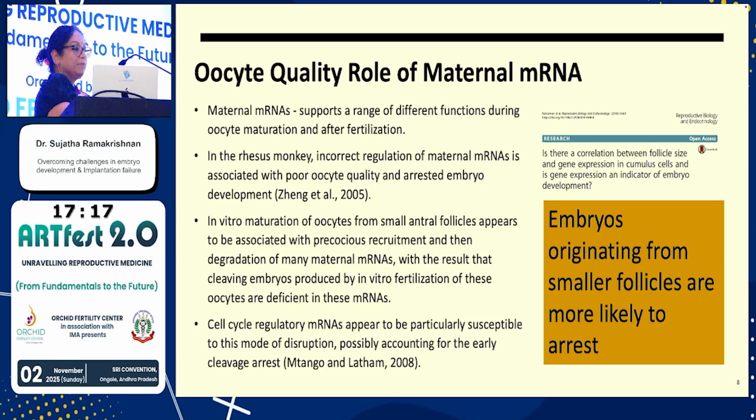See, sometimes the follicle size could be less than 12 mm, but if you give HCG, you will still get an M2 oocyte. But because it is coming from a smaller follicle, the maternal mRNA is affected, and those oocytes have a lot of their functional activities disrupted, and they go in for early cleavage arrest. So keep in mind, when you are looking for developmental arrest in your lab, just check the follicular size also on the day of trigger.